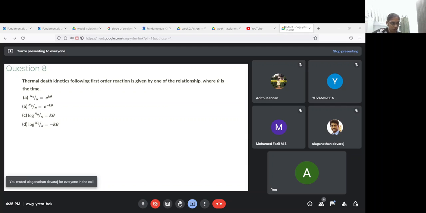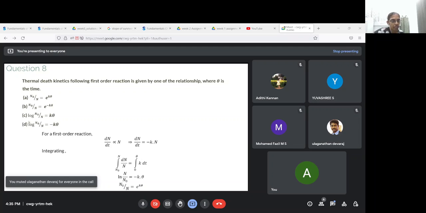Why don't we solve this first? The answer is not option D. Since it's a first order reaction, dN by dt is directly proportional to N, so dN by dt is minus kN. Since we're talking about death kinetics, there will be a negative sign here. When you integrate, you go from N naught to N and from 0 to theta. So we'll get natural logarithm of N by N naught equal to minus k theta. If you take an anti-log, since there's a negative sign, you will flip this: N naught by N is equal to e power k theta. So your answer is A.